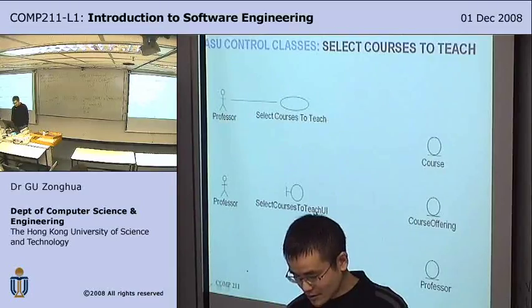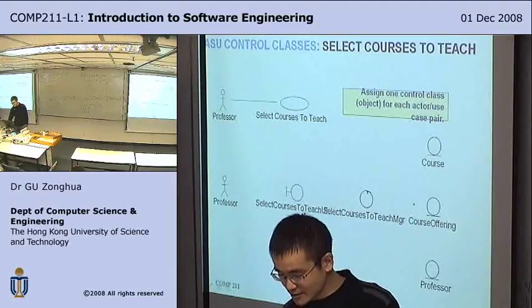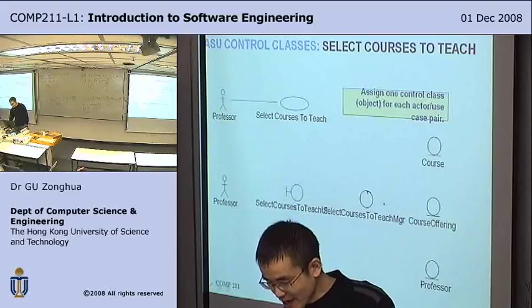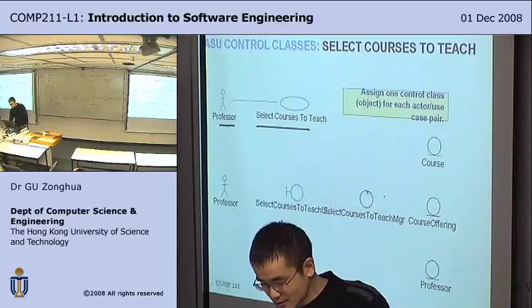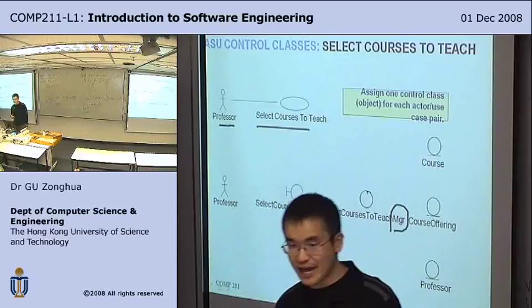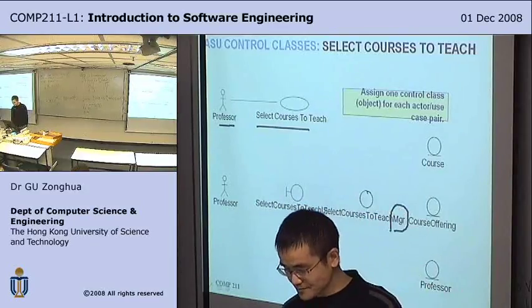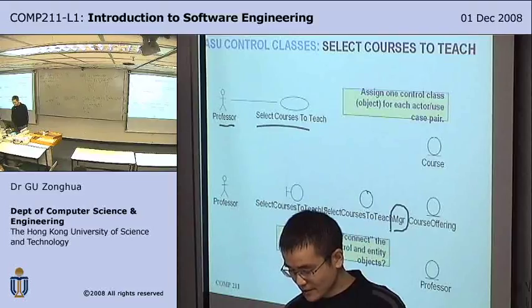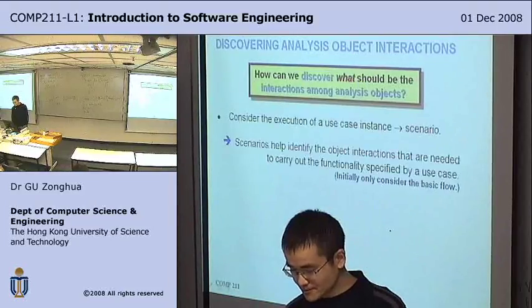So here's the use case. Here are the analysis classes. And then this is one actor use case pair. Convention is to have MGR, manager, at the end of the name, meaning that it manages interactions among other objects. And then how do you connect those?